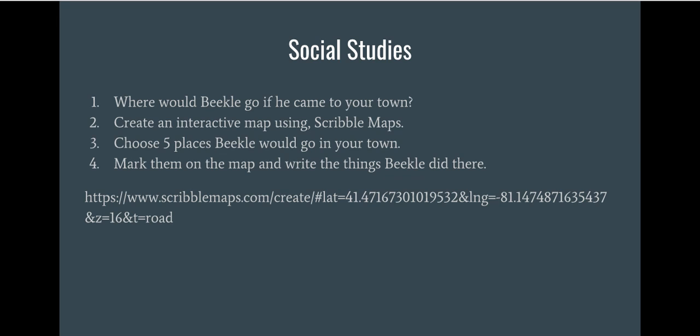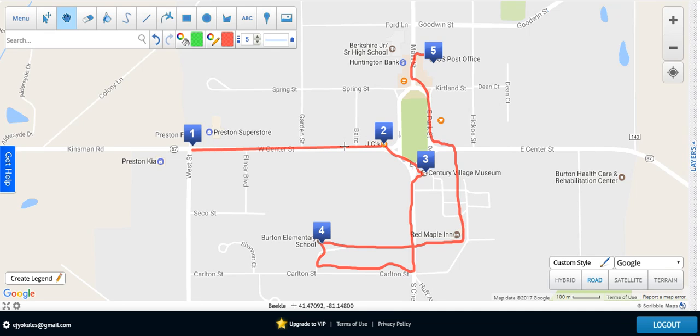So for this activity, students are going to use Scribble Maps. And this is just an example that I created for my town. Scribble Maps is a really easy to use and very interactive website. It just takes Google Maps, and then it has this editability to Google Maps. So you can just add different locations. So students would have to create 5 locations that Beagle would go and then map them out by creating the lines, connecting the little dots in a sense.